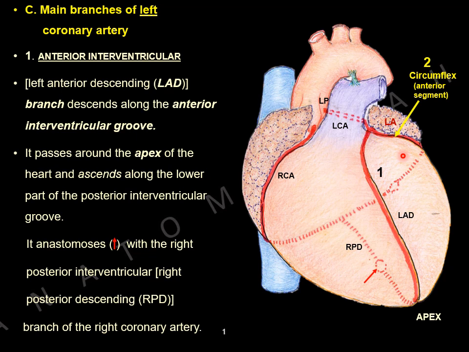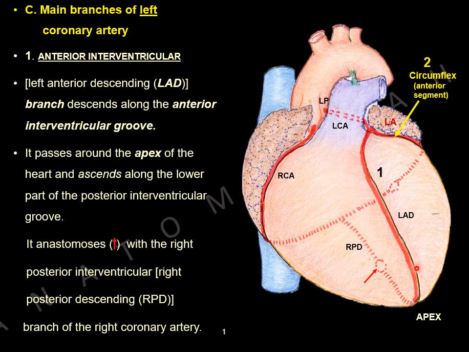Now let's talk about the branches of the left coronary artery. This is the left coronary artery coming out between the pulmonary trunk and the left auricle. Once it reaches the anterior atrioventricular groove, it divides into two. The first one is the anterior interventricular artery, also known as the left anterior descending, LAD, artery.